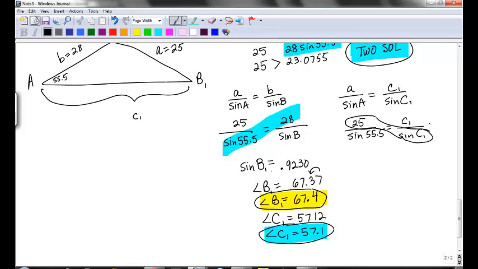Oh, sine it, sorry. I divided by the wrong thing. Let's go back. 25 sine of C. I did that wrong. 25 sine of alpha C. And then I've got to divide by sine of 55.5. Hang on. Divide by sine.